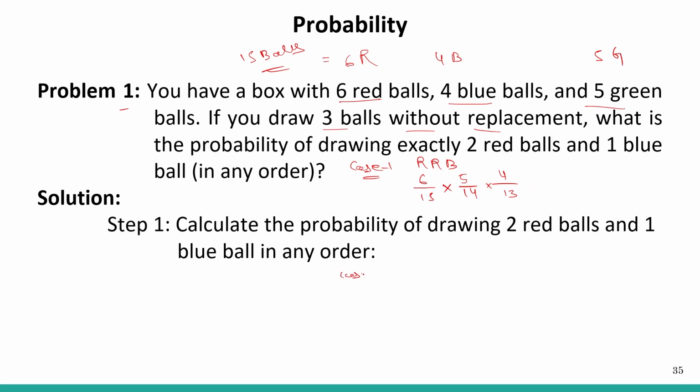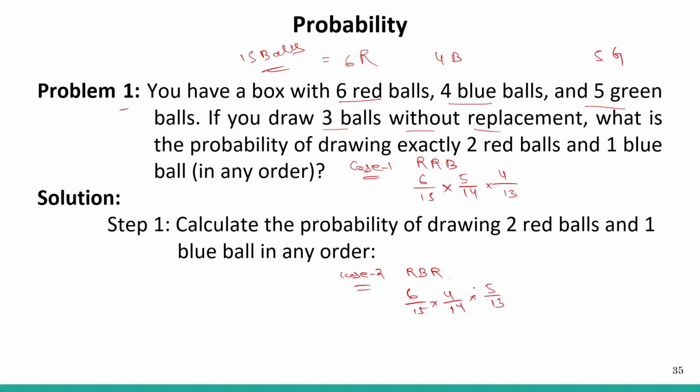So case 2 will be red, blue, red. For red, how many choices are there? It will be 6 by 15, because there are 6 red balls and the total number of balls in the box is 15 right now. Then you want to pick a blue ball. It will be 4 by 14, because 4 blue balls are there and 14 balls in total, because it is done without replacement. Then we need to multiply 5 by 13.